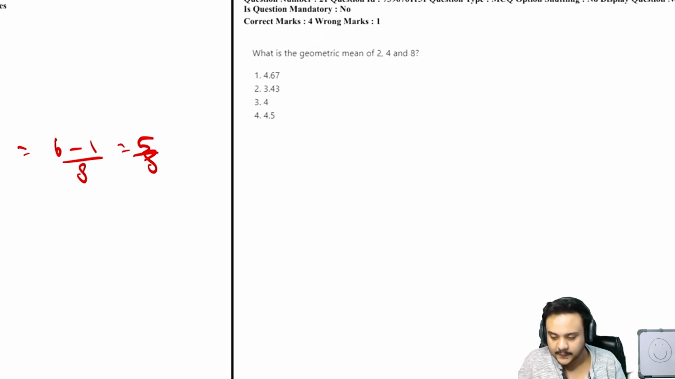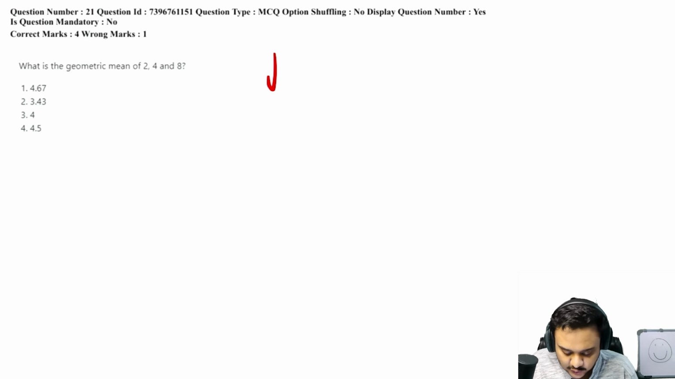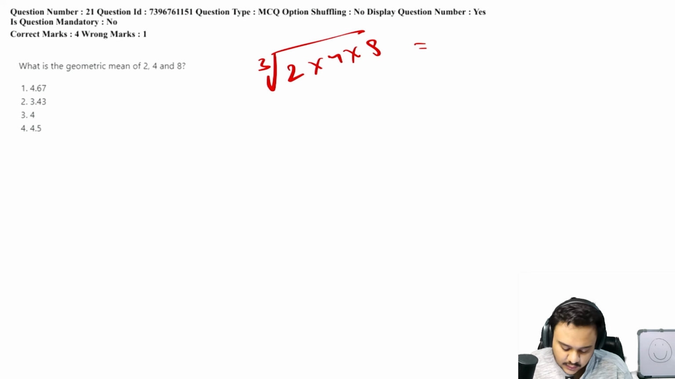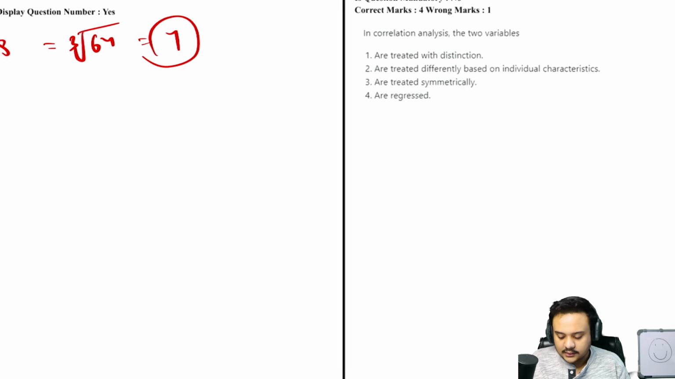Let us move on. Then again, a very easy question. What is the geometric mean of 2, 4 and 8? So first of all, take the cube root and multiply 2, 4 and 8. You are going to be getting 32 into 2, 64. Cube root is nothing but 4. Your answer is 4. Okay, let us move on.